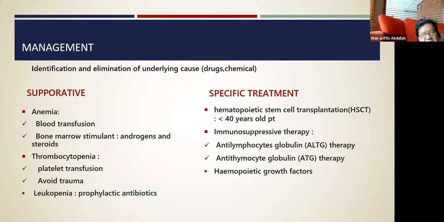First choice, we give this GCSF, granulocyte colony stimulating factor, before we do transplant. Usually, finally, they will need bone marrow transplant as well. Okay. And steroid alone, androgens and all that, is useful in one category of aplastic anemia which affects the red blood cell alone. Do you know what it is?